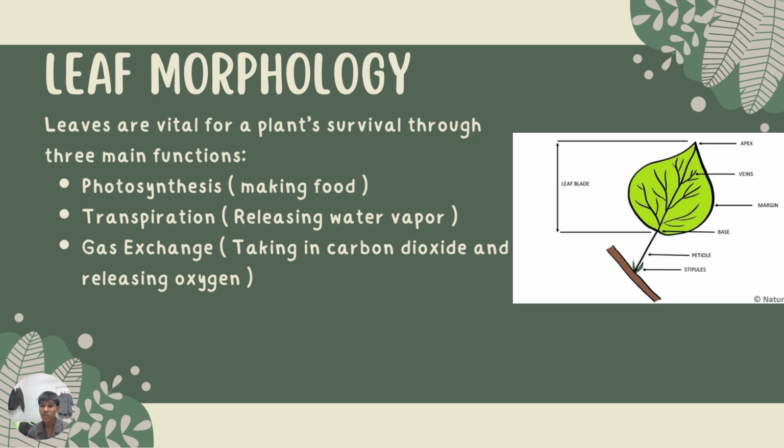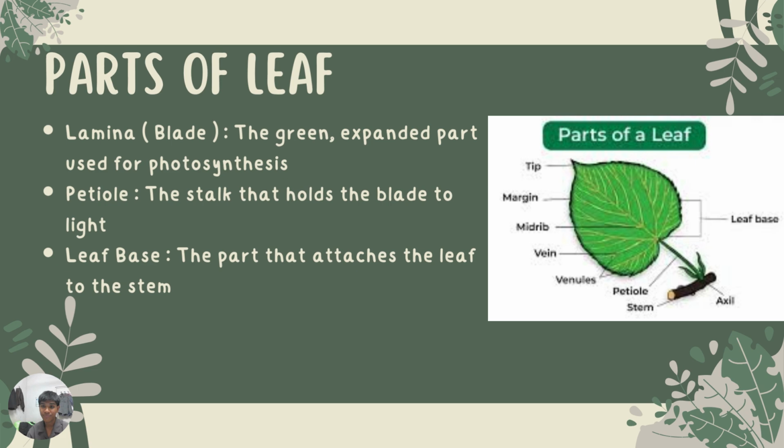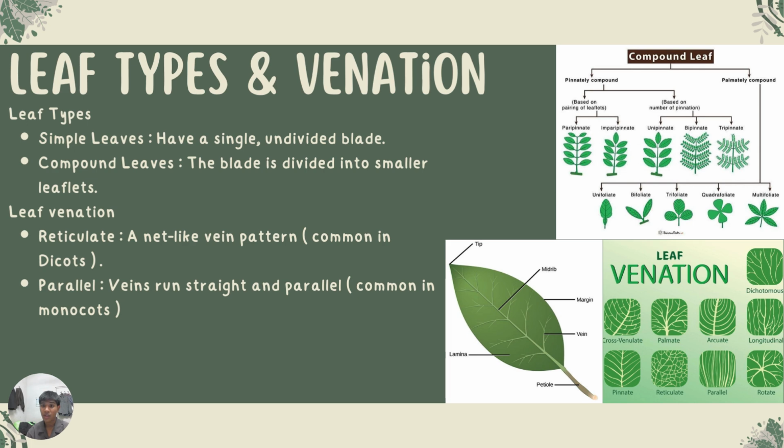Leaves are the powerhouse of the plant. They perform three critical functions: photosynthesis to create food, transpiration to move water, and gas exchange, taking in CO2 and releasing the oxygen we breathe. A typical leaf consists of the lamina, or the flat green blade, the petiole, which is the stalk connecting the blade to the stem, and the leaf base, where the attachment occurs.